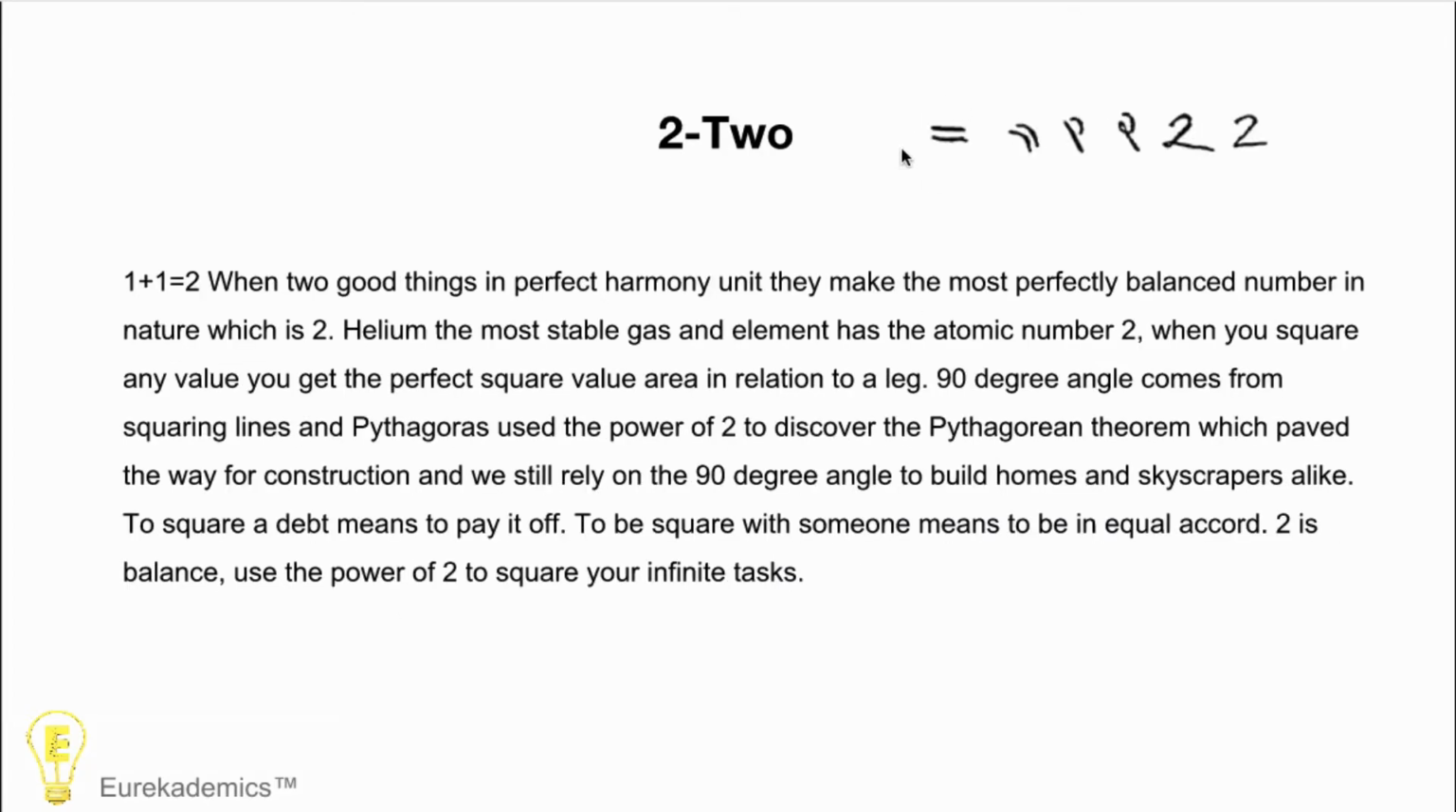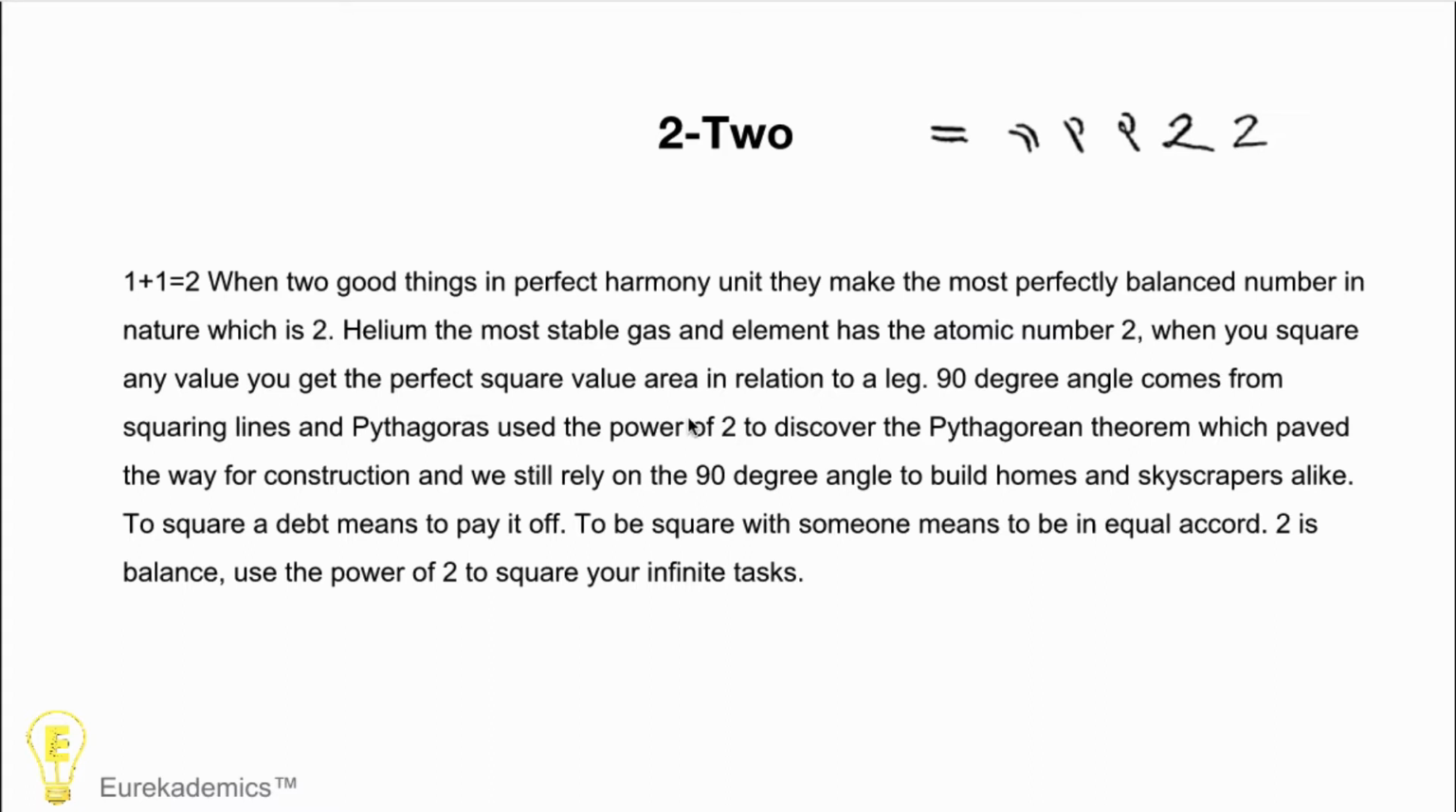2. All right, so 2, here's the evolution of the number 2. 2 is my wife's favorite number. 1 plus 1 is 2. When two good things are in perfect harmony, they make a perfect balance. And the number 2 is expressed in nature, and such balance is seen in nature.